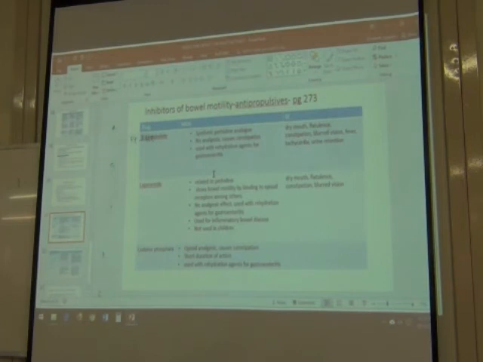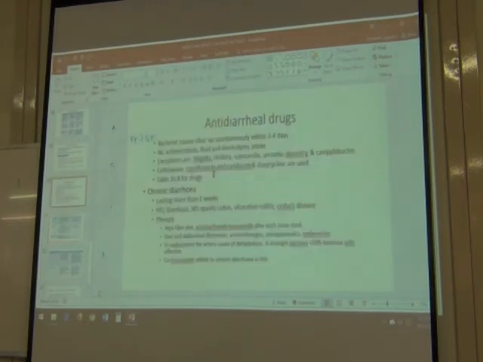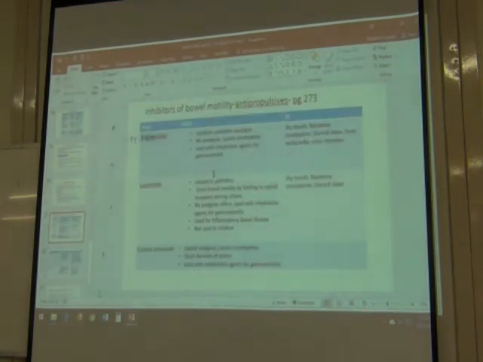Okay, so we saw here anti-diarrhea drugs. The one that we saw was loperamide. Drugs that reduce bowel motility to treat diarrhea are called antipropulsants. You have loperamide, diphenoxylate, and codeine phosphate. All of them are opioid drugs, and we know opioids cause constipation. So that is why they are used for diarrhea.